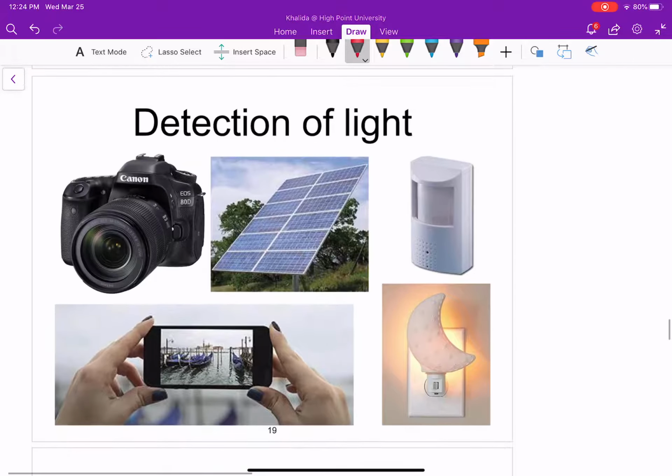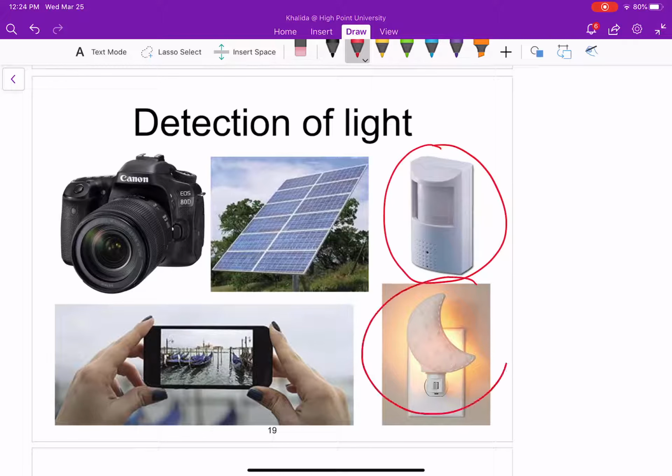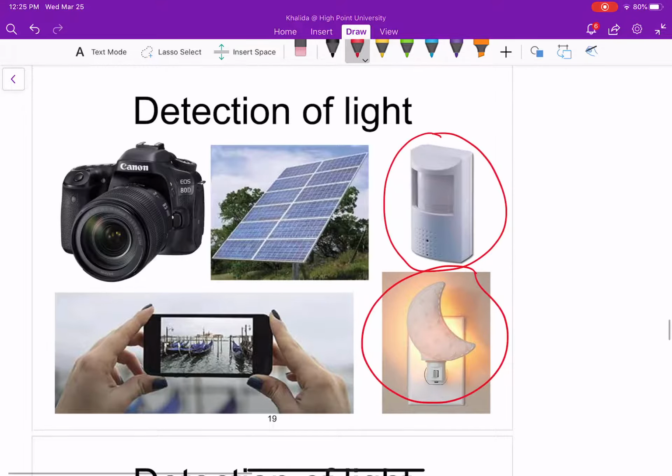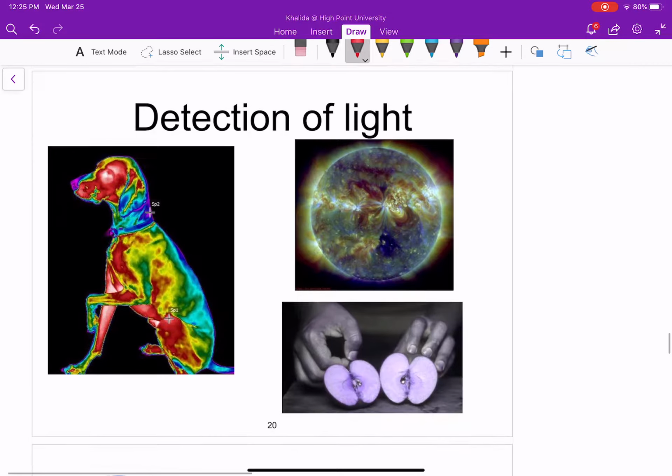So in addition to the eye, other things can detect light. We have cameras, which you're all familiar with, cell phone cameras. Solar panels are actually detecting electromagnetic radiation. This thing here is a motion sensor. Motion sensors are just detecting changes in the light that they're seeing. This is one of those night lights that automatically turns on when the light reaches a certain low level. So all of these things are actually detecting light, and they all detect light after it has bounced off in a certain way. We can also detect light that's not in the visible spectrum.